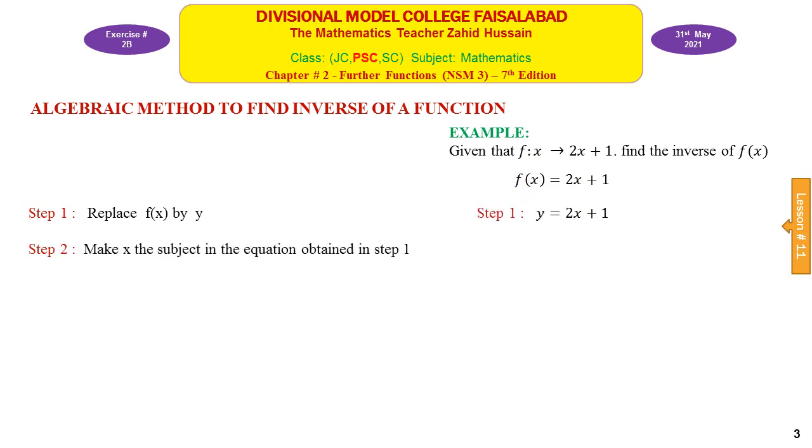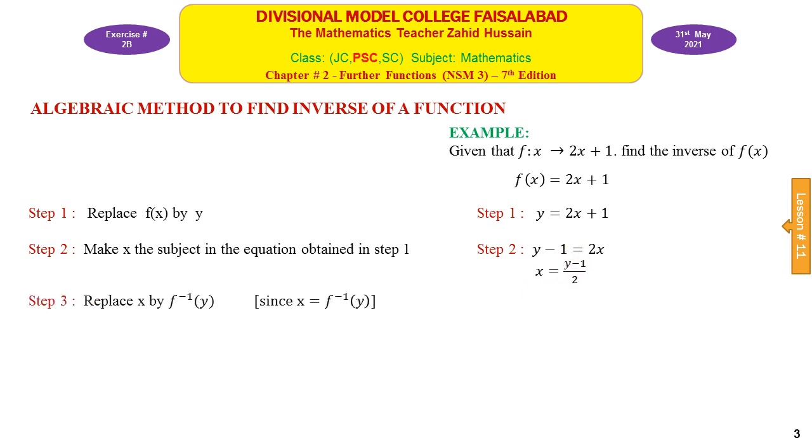And in the second step, we will make x the subject in the equation. In this equation, we will make x the subject. We have studied this in book 2. To make x the subject, we will transfer plus 1 from right hand side to left hand side. We get y minus 1 is equal to 2x. Now divide by 2 to get x is equal to y minus 1 over 2.